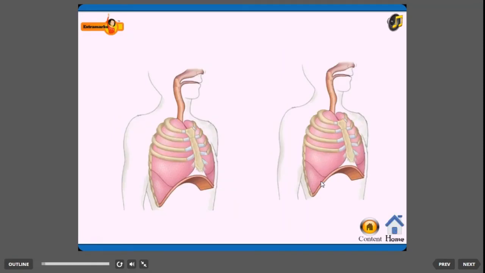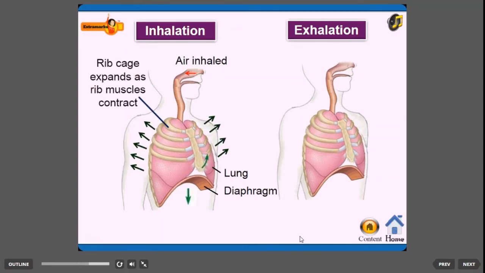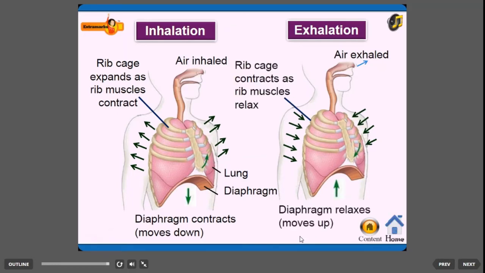Now, after understanding the process of breathing from the above discussed experiment, try to distinguish between inhalation and exhalation shown in these diagrams. To learn some more details related to the process of breathing and to have a visual idea of what actually happens during this process, let us watch this animation.